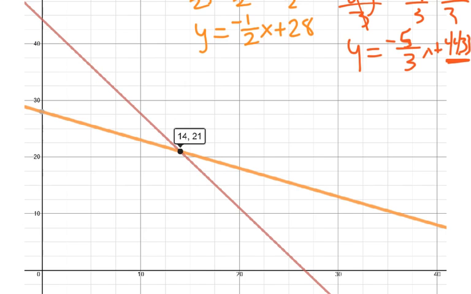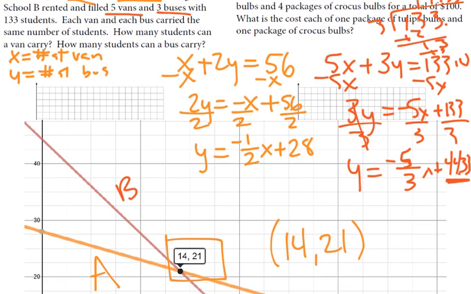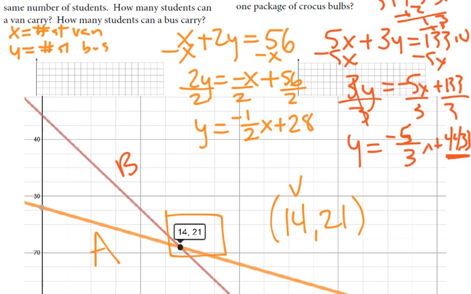Okay, so the red was high school B, orange high school A. So they meet at 14, 21. What does that mean? It means on each van we can hold 14 students, and each bus 21 students.